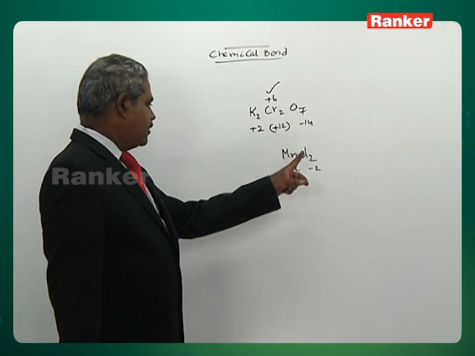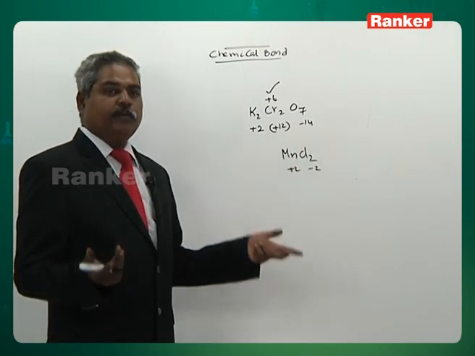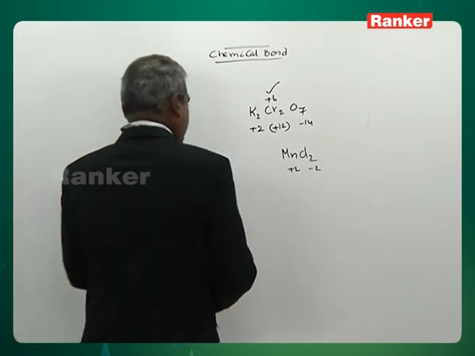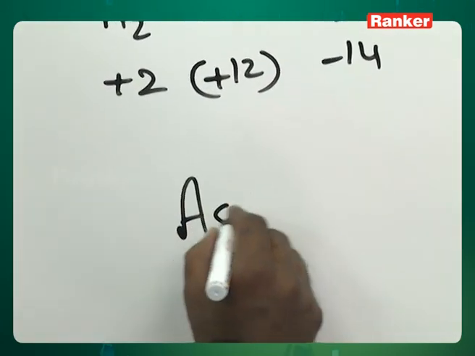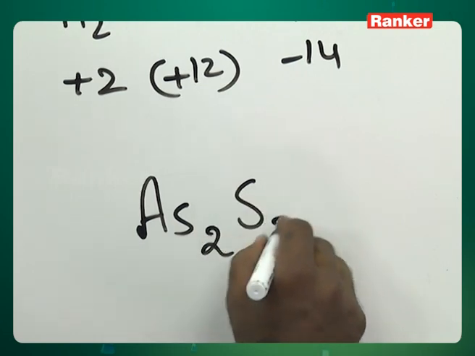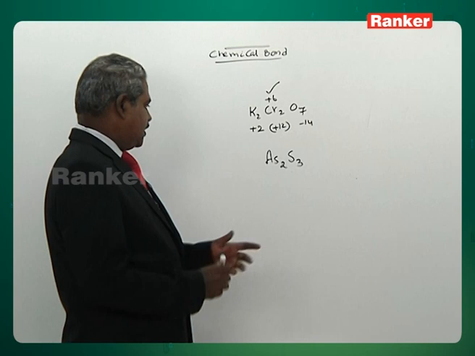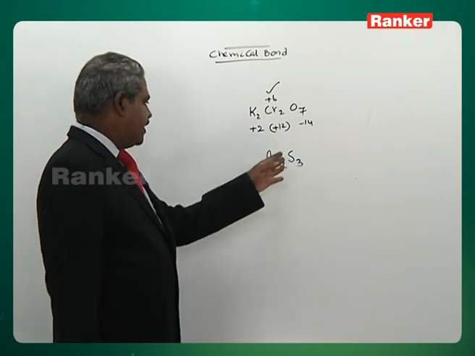Chlorine is the negative one, and when chlorine takes, it can take only minus. Chlorine has only one negative, that is minus 1. Next, arsenic sulfide, As2S3. Once again, you do not have any fixed element, but this is a sulfide between arsenic and sulfur.